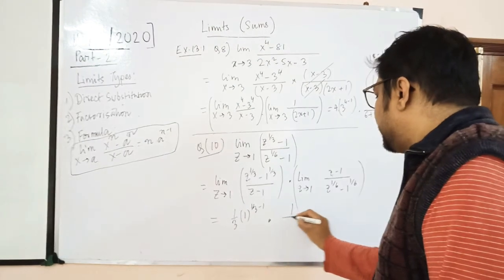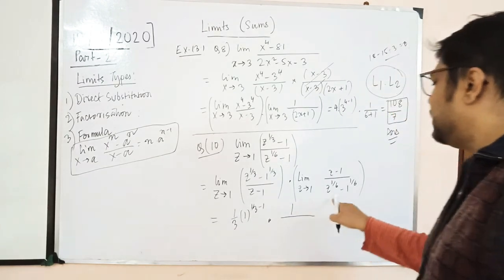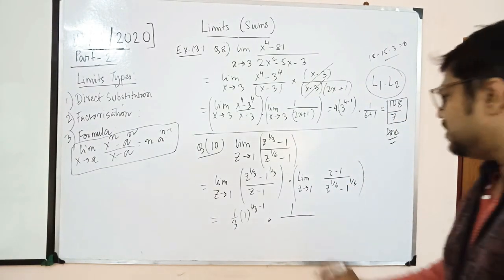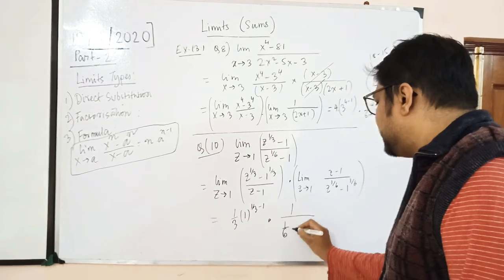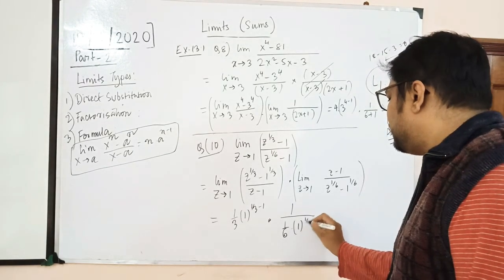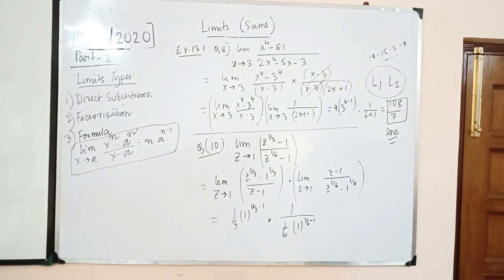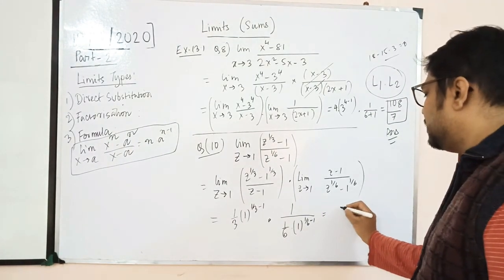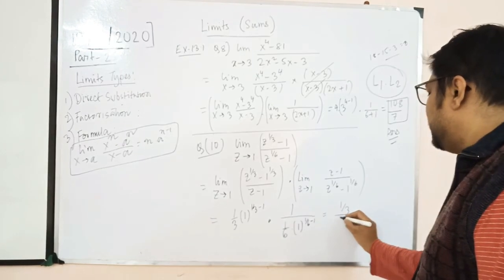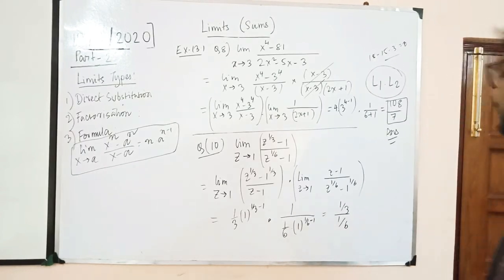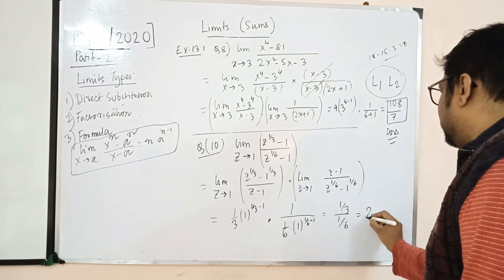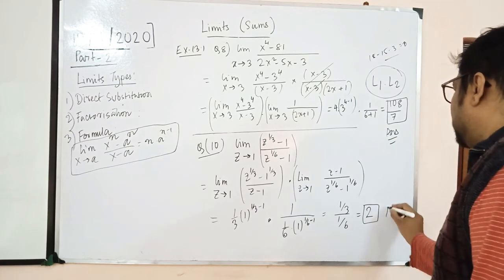It's a reciprocal, so it will be the inverse of this thing. So 1 by 6, n is 1 by 6, 1 to the power 1 by 6 minus 1. So this we got. That means we got 1/3 by 1/6, which is 2. So 2 is the answer.